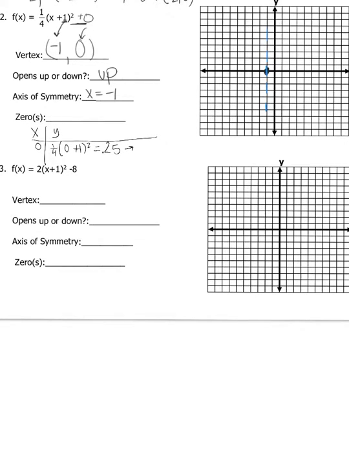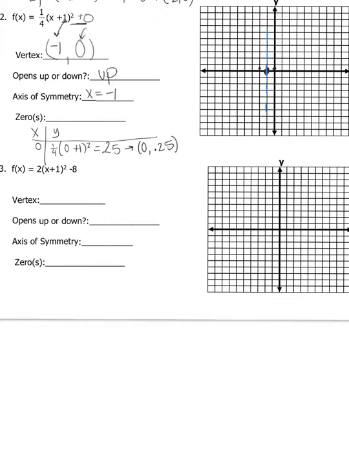So that means that I plugged in 0 and got 0.25. It was really, really close to the x-axis there at 0, 0.25 and at -2, 0.25. You can see I graphed those right here.